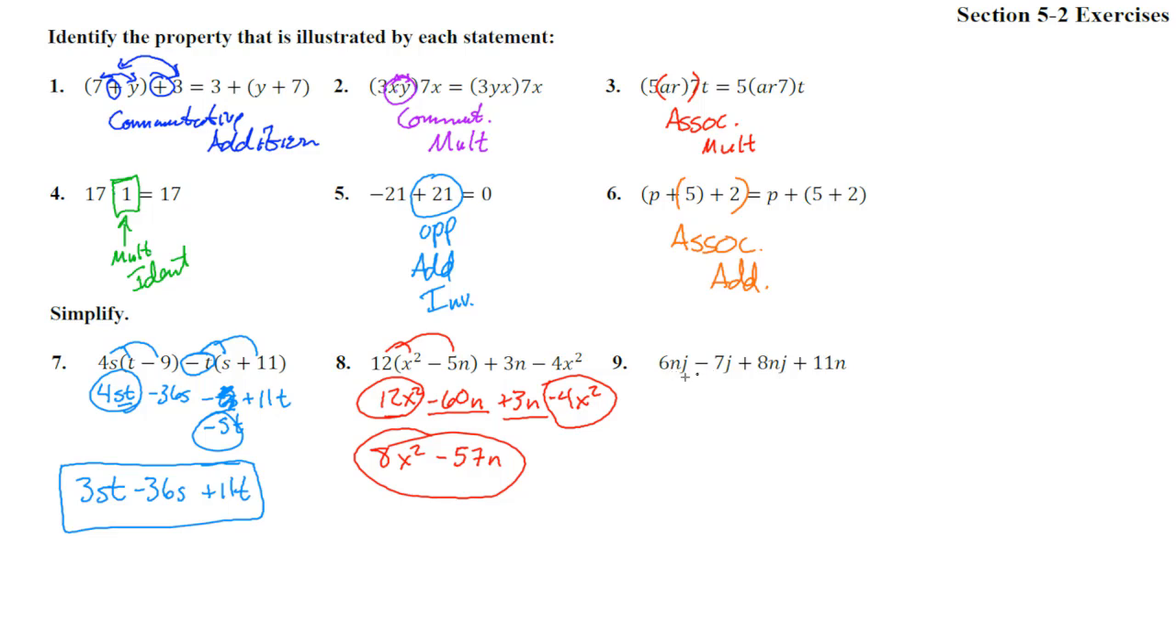And the final one. 6nj minus 7j. So we're looking for nj's. Remember, it's got to be the whole variable section to match in order for them to be like terms. So 6nj plus 8nj is 14nj. And then that's all the like terms we have. So then negative 7j and plus 11n. And yeah, we could have written the 11n first or the negative 7j first. Good.